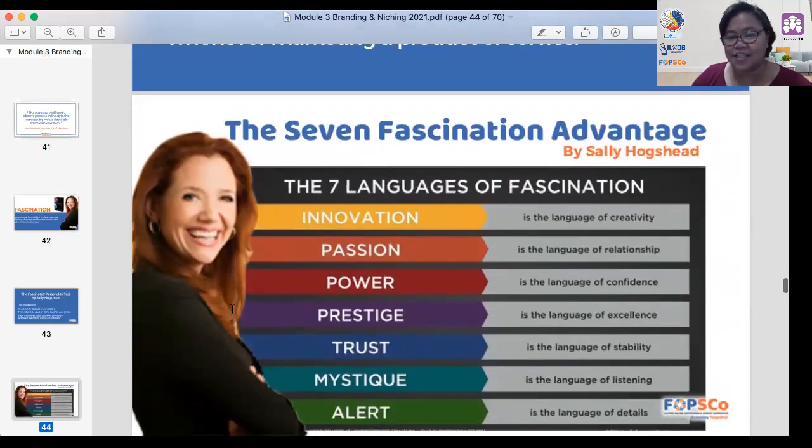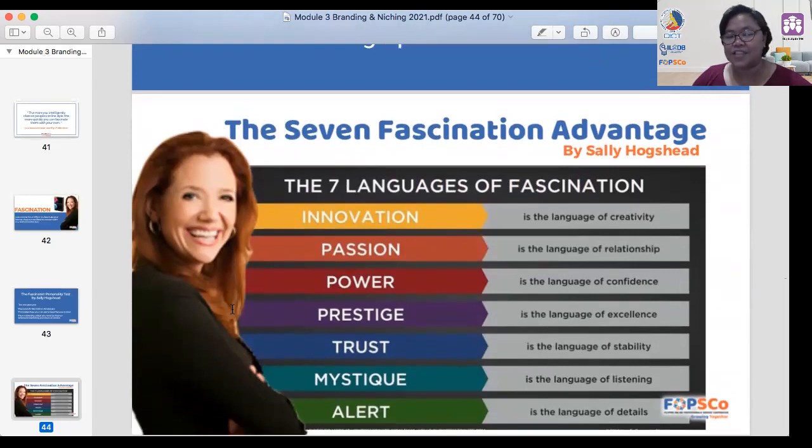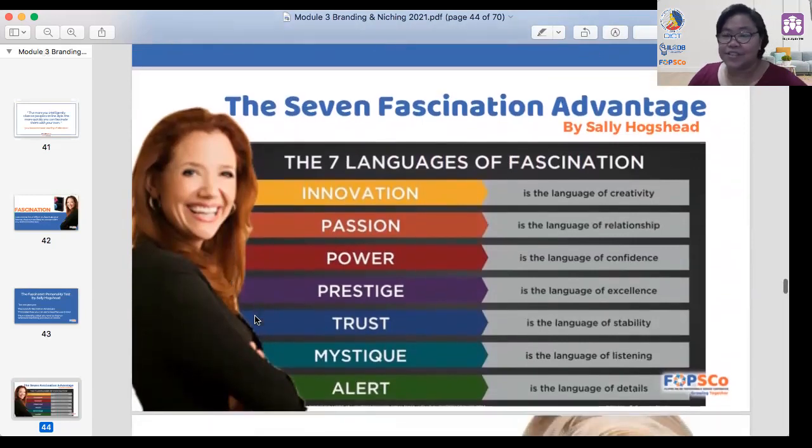According to Sally Hogshead, the seven fascination advantages would be the languages of fascination: innovation, that means the language of creativity and passion; the language of relationship; power, the language of confidence; prestige, the language of excellence. That means if you've got that fascination advantage, you're always more on being the top, being excellent, always number one. Okay, trust, language of stability.